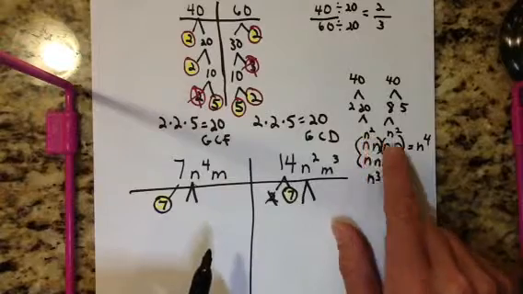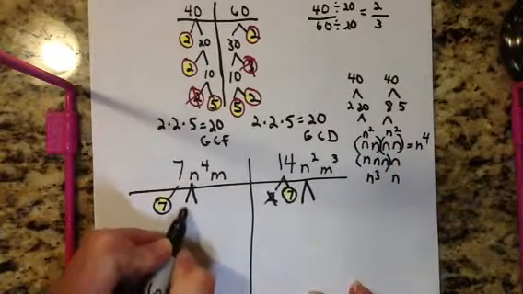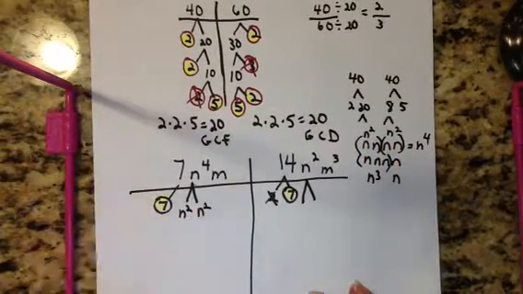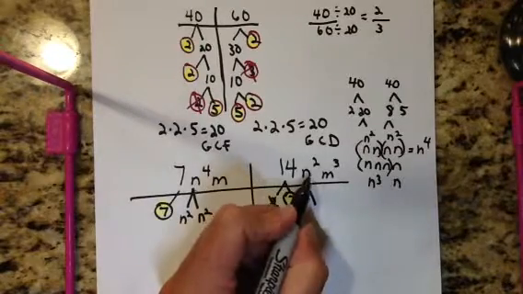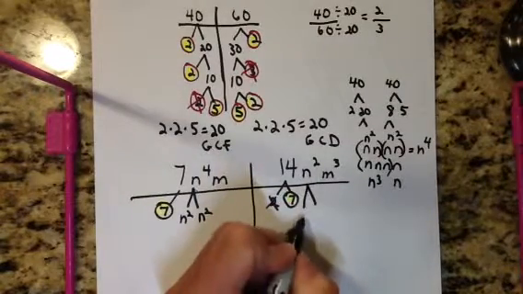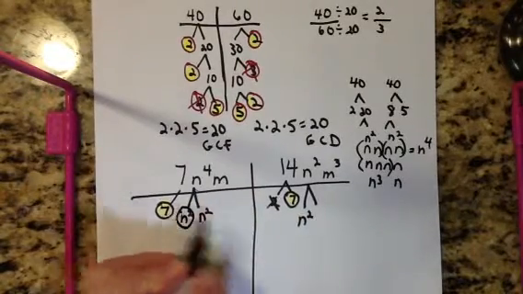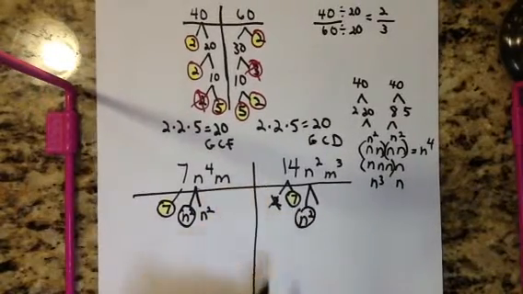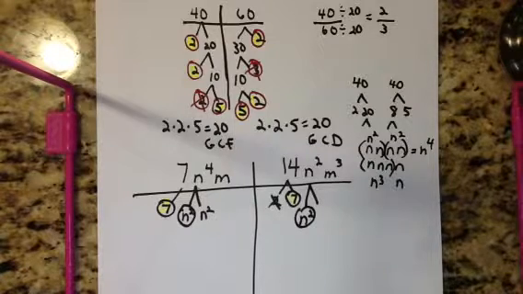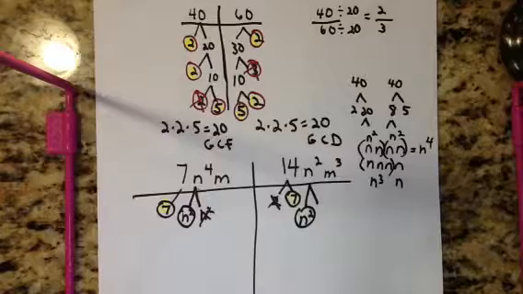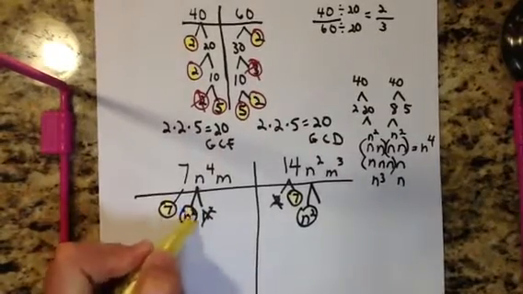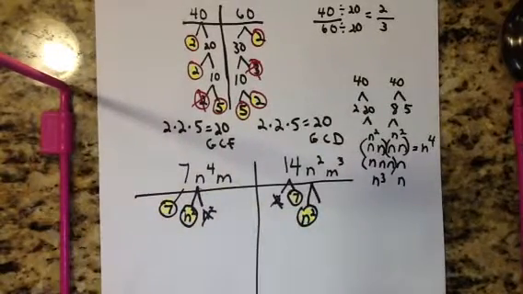I'm going to use the n squared times n squared because in this case I'm not going to factor this one out. I'm just going to leave it n squared because I'm trying to find the greatest common factor. And then I'll cross off this other n squared. So this variable has n squared in common.